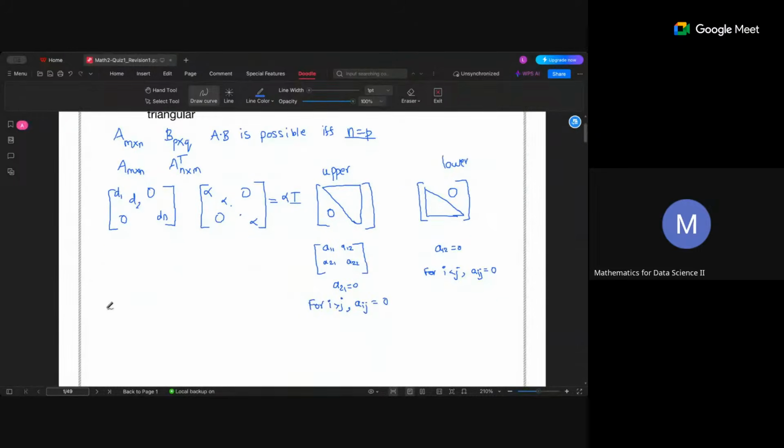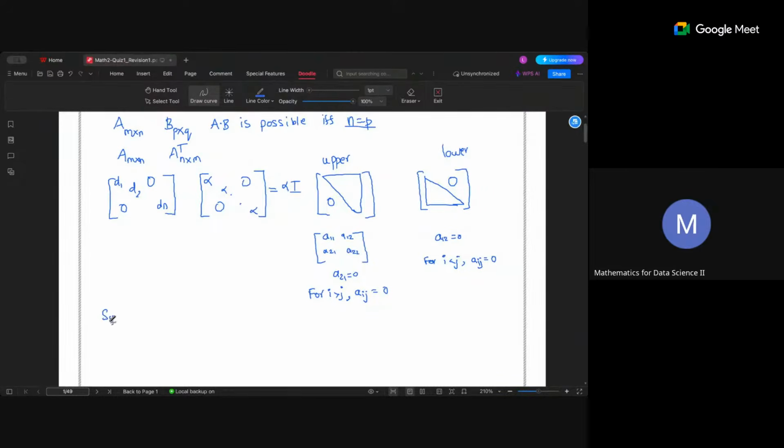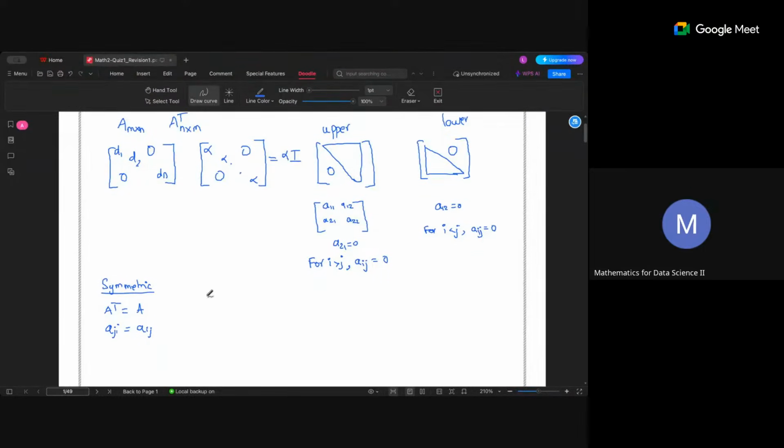Okay. Now here, what are symmetric matrices? If A transpose is equal to A. So this means what? Aji is same as Aij, right? So these are symmetric matrices.